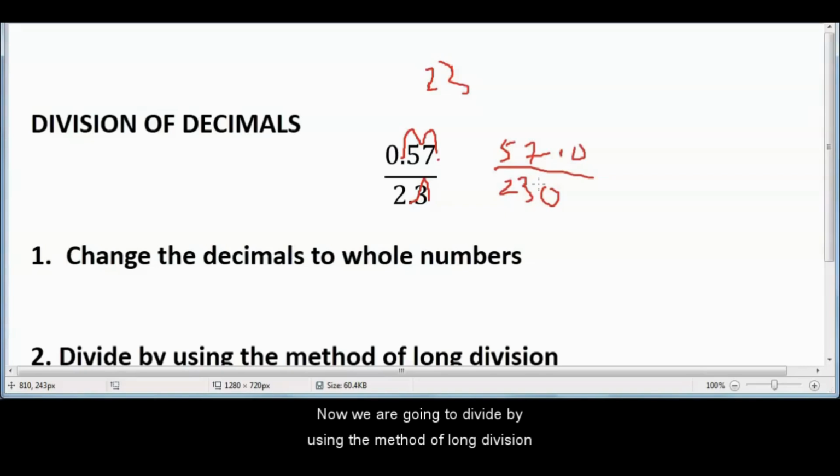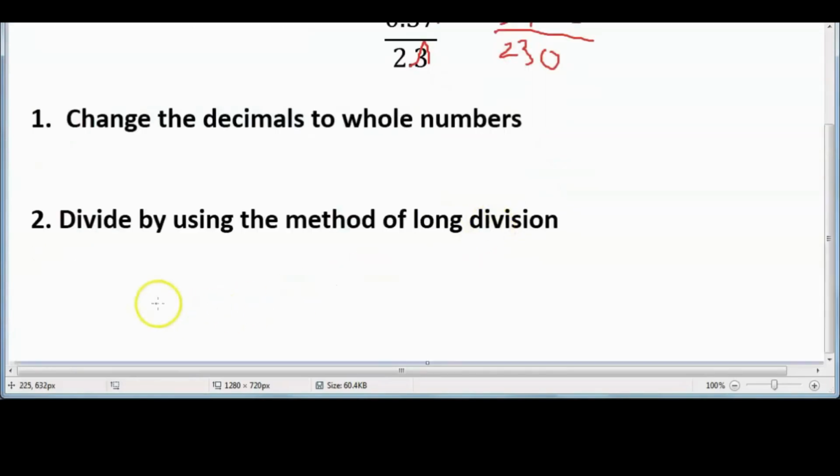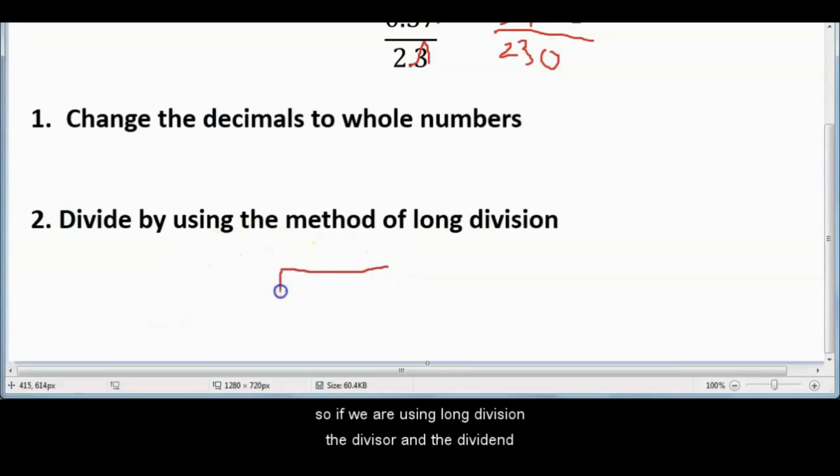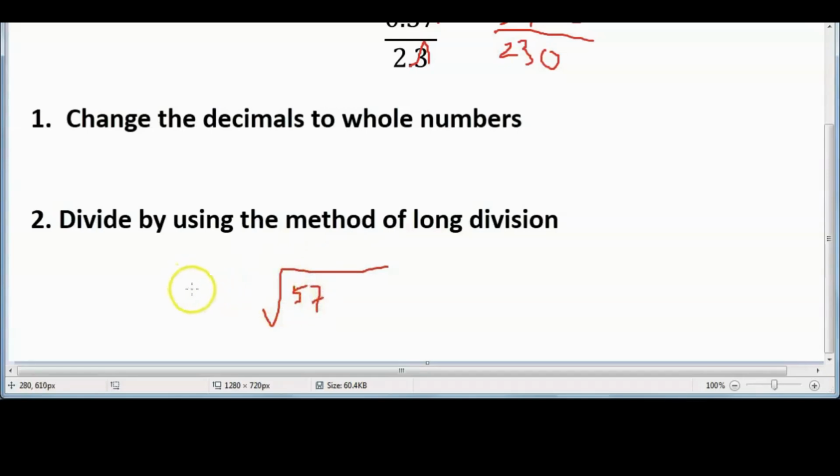Now I'm going to divide by using the method of long division. So if we're using long division, the divisor and the dividend stay in their respective places. 57, 230. Going by long division, 230 is the divisor and 57 the dividend. So 230 into 57.